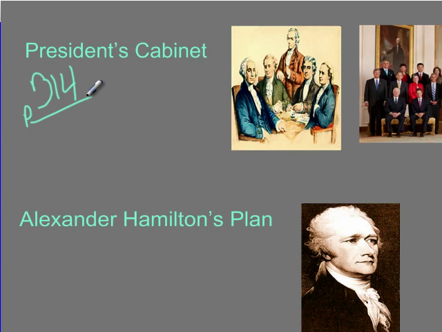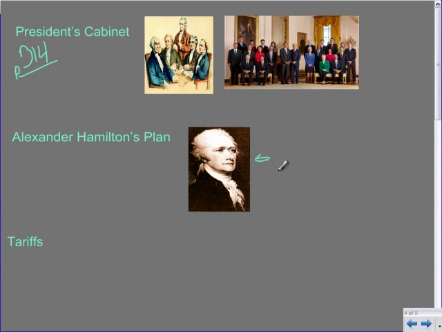So you have the Secretary of State and the Secretary of the Treasury. The first Secretary of State is Thomas Jefferson, and the first Secretary of Treasury is this guy down here, Alexander Hamilton. This is a picture of the original cabinet. You got 4 people, and this over here is a picture of the current cabinet, where you have a lot more than 4.